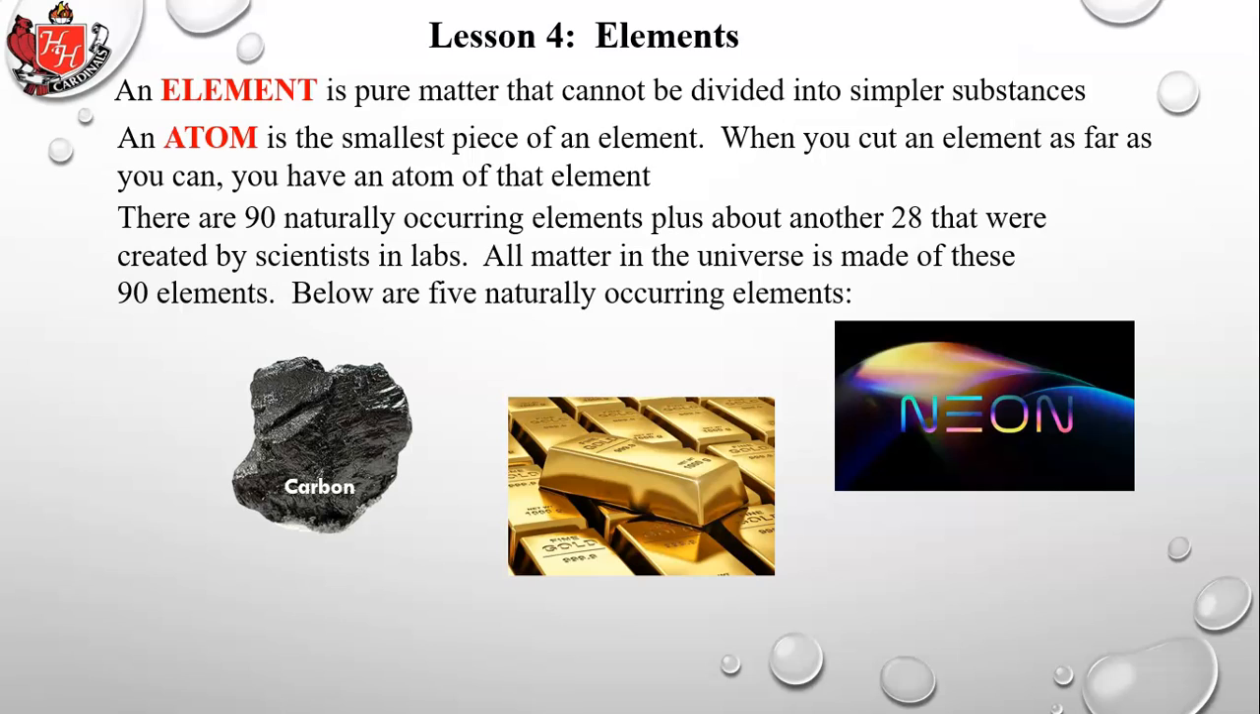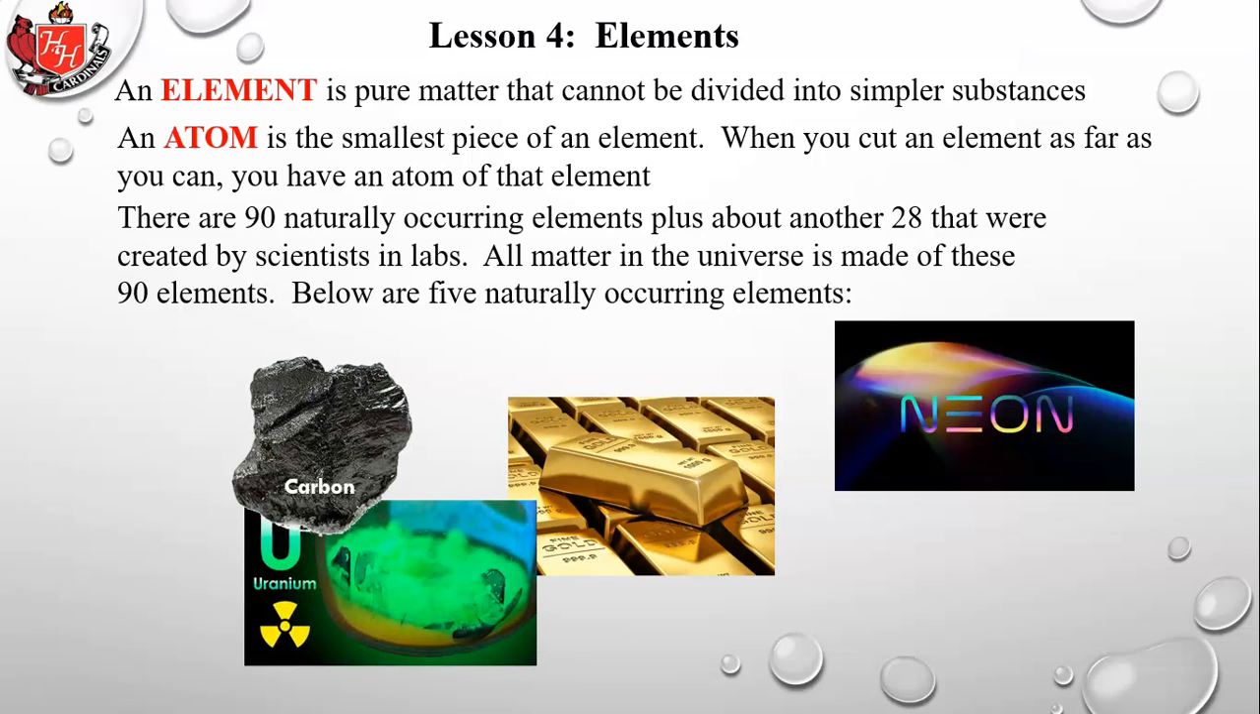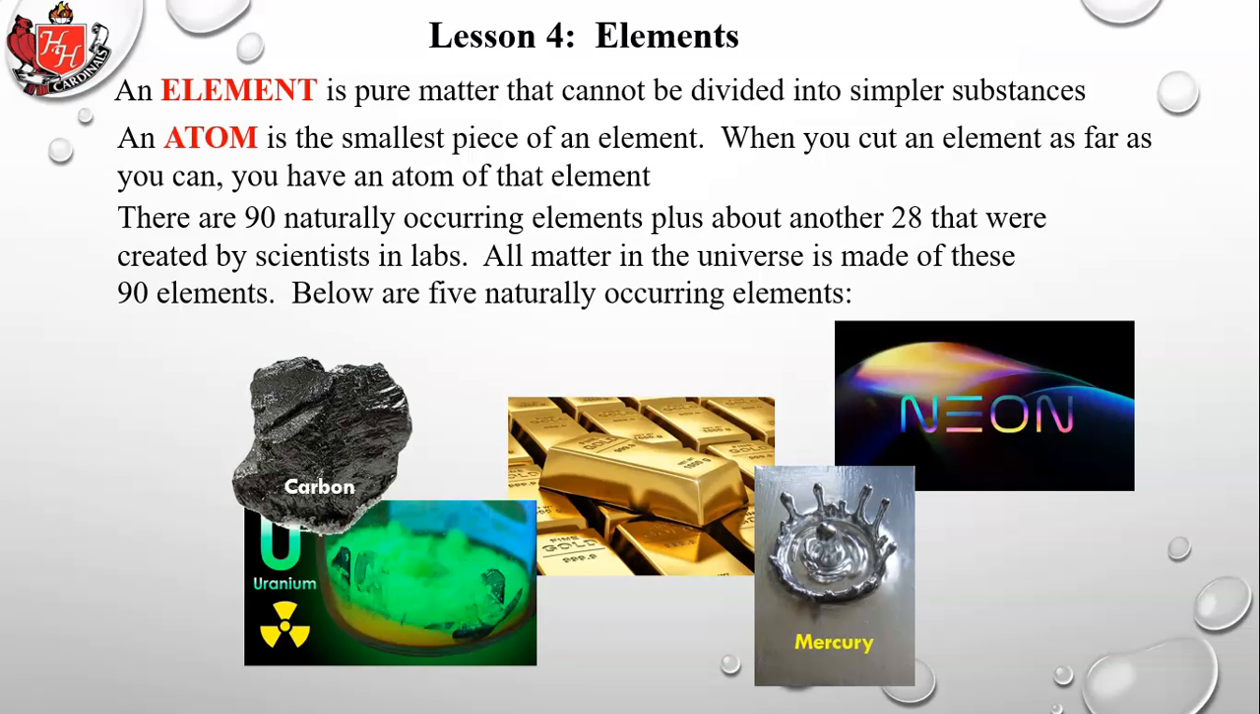Neon. Neon is a gas. It's used for a number of things. It's a noble gas, and it's used for, among other things, neon lights. Uranium. Uranium is the largest natural element in the universe. It's very radioactive, which means its nucleus falls apart very easily, and it's used for nuclear energy. Finally, mercury. Mercury is one of only 2 elements that's liquid at room temperature. It's a very toxic substance, and it is also so dense that a steel ball will float on top of liquid mercury.